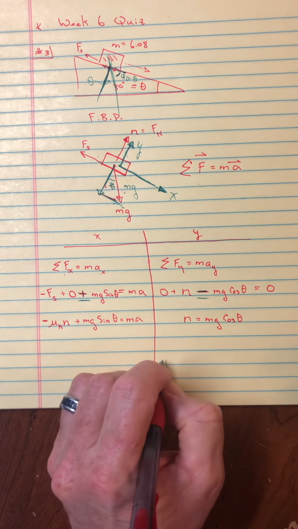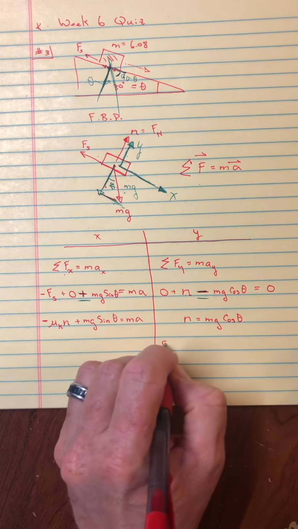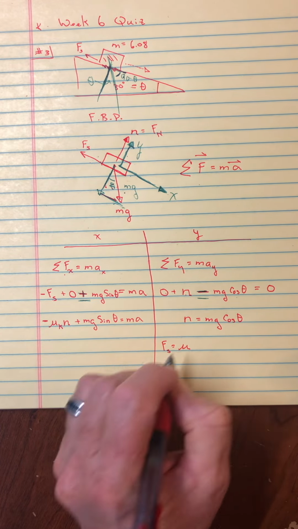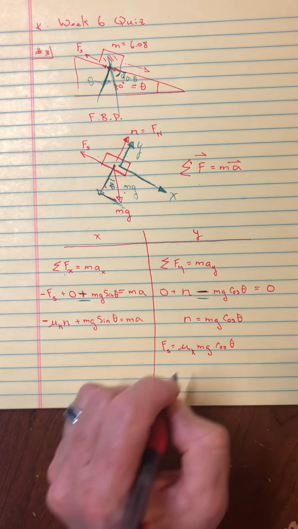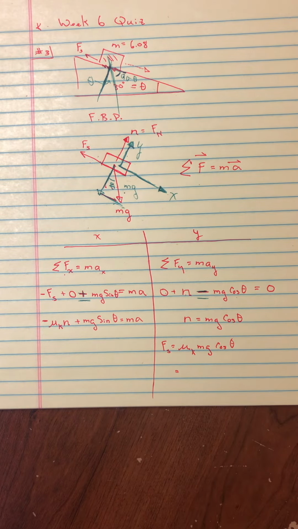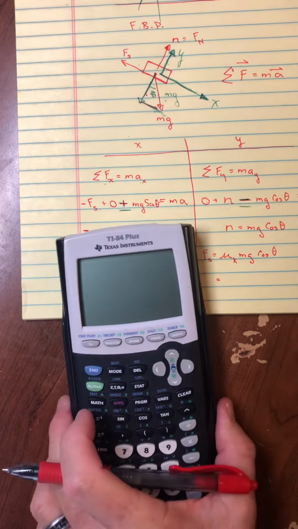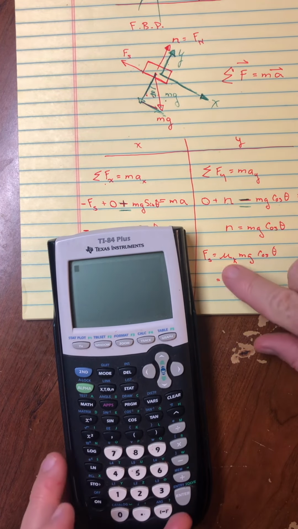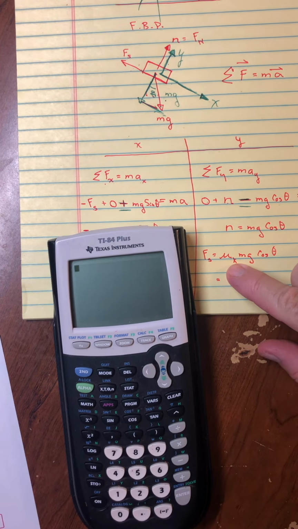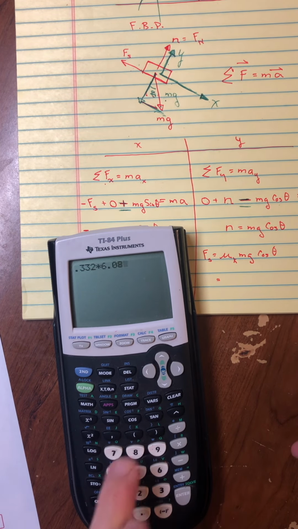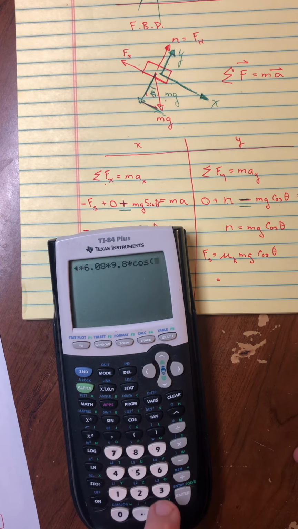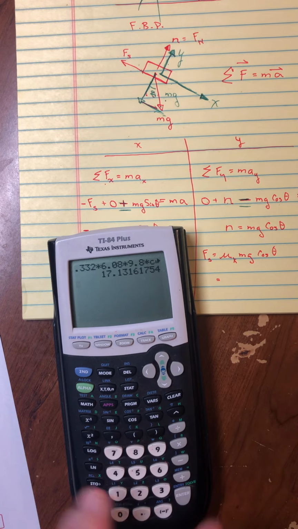So to answer this question, I would just say then the force of friction is the coefficient of friction times the normal, which is mg cosine theta. And so now if I grab my calculator, I can go ahead and solve this. So the coefficient for this particular problem was 0.332 times the mass, 6.08, times g, and then times cosine of 30 degrees.